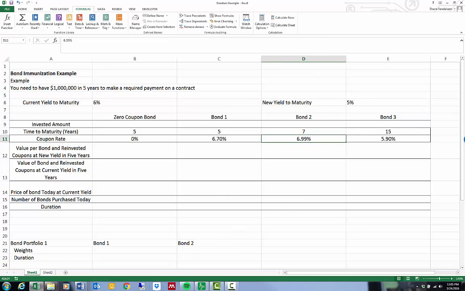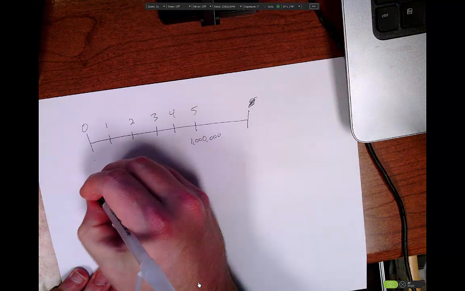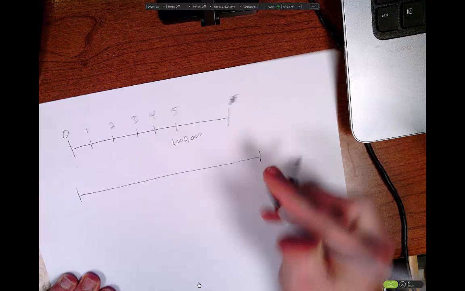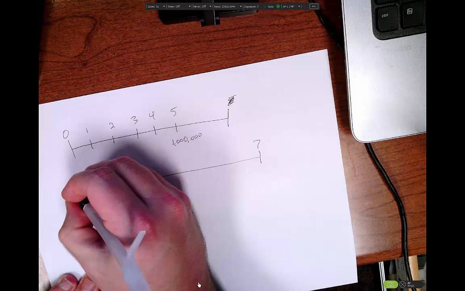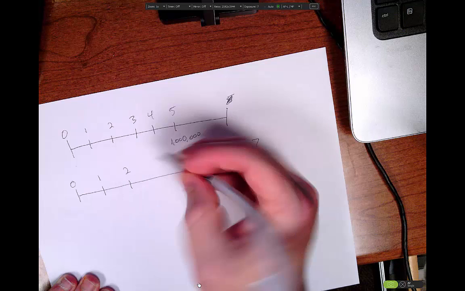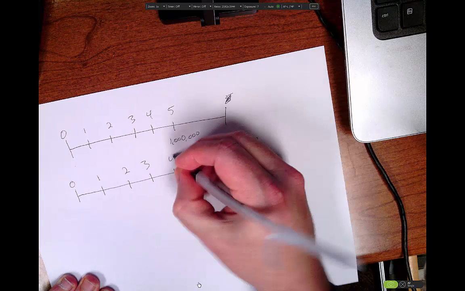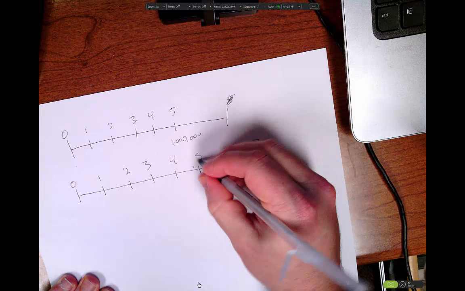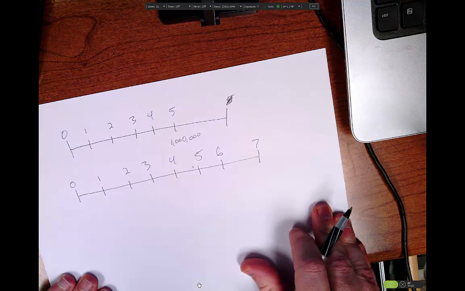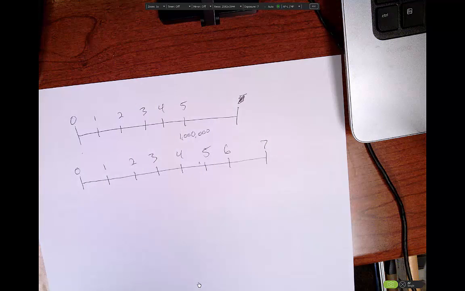So we want to know how much money we're going to have in 5 years if we invest in this bond. The life of this bond is 7 years. We have time 1, time 2, time 3, time 4, time 5. I've given myself more than enough room here, time 6, and time 7. At time 5, we want to make sure we're going to have $1 million from this bond.